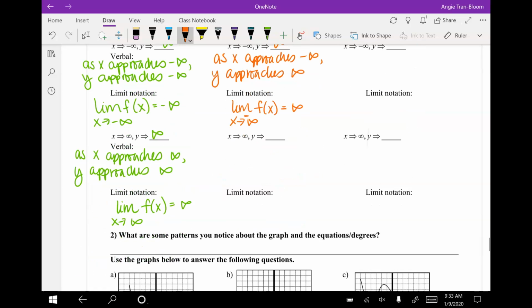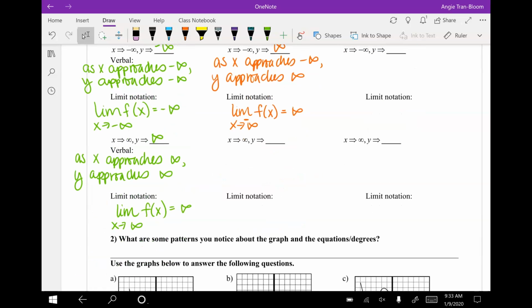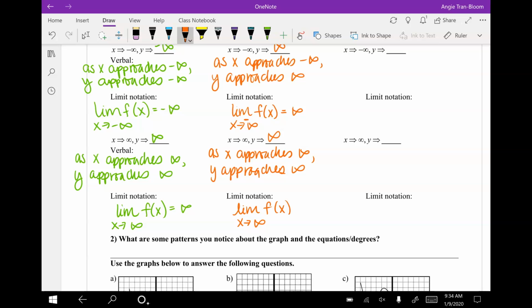Now we answer the right side at the same time. With this graph, as x was going to the right, where was y going? Up or down? Up. Okay. So as x approaches infinity, which is the right side, y approaches infinity. And limit is going to be x approaches the right side, which is infinity. Y came out to be infinity.